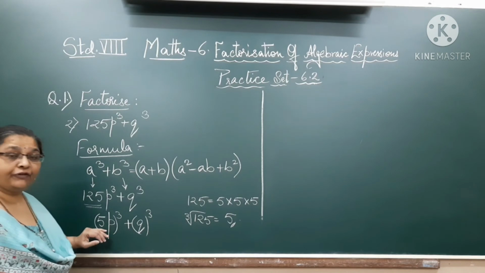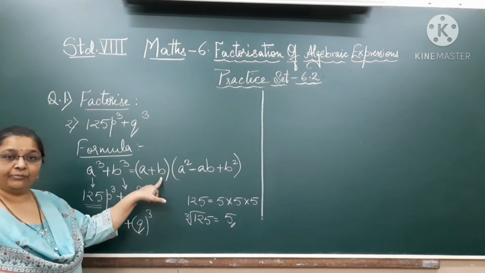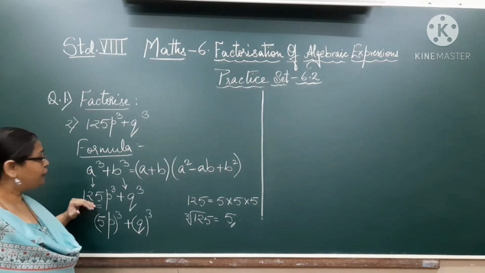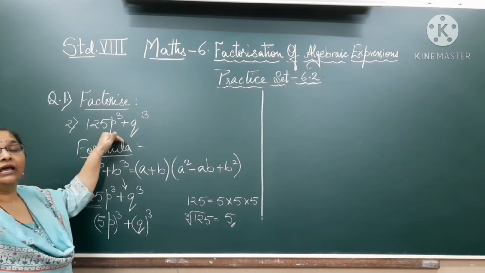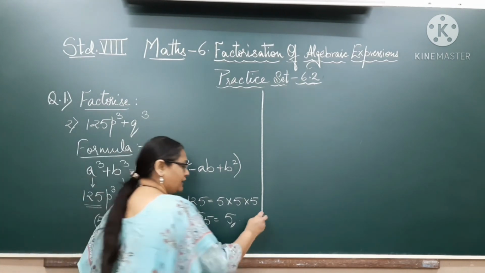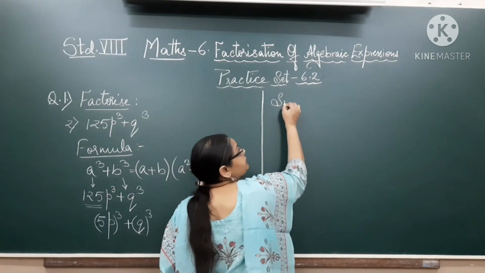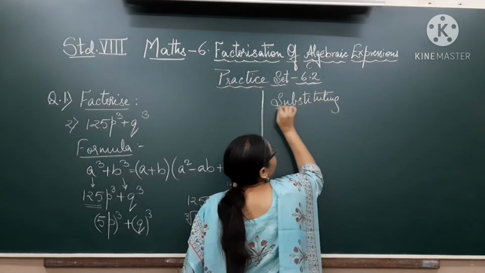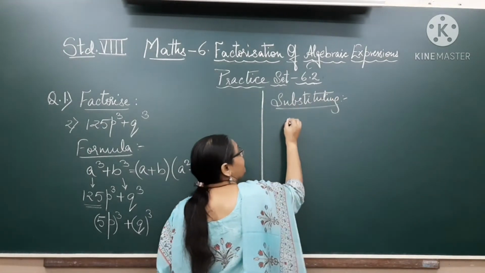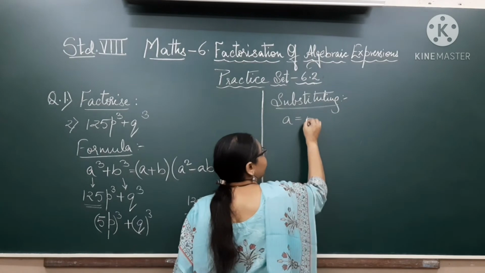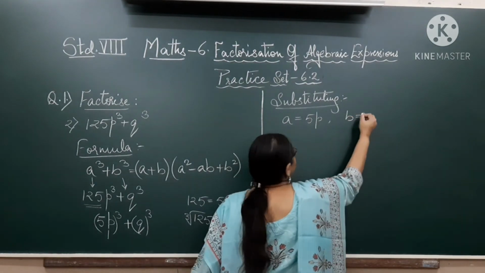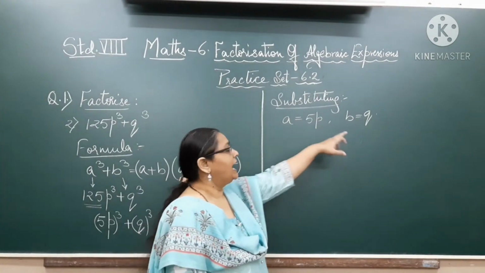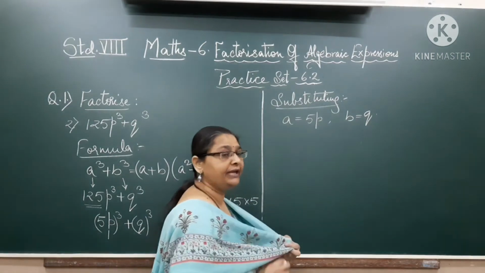Because why we need to find out this? I need to know a and b because I need to substitute the values for a and b in the given expression. Let us substitute and then factorize. Now when we substitute, a is 5p and of course b is equal to q. So we are going to substitute a as 5p and b as q. Let us see what we get.